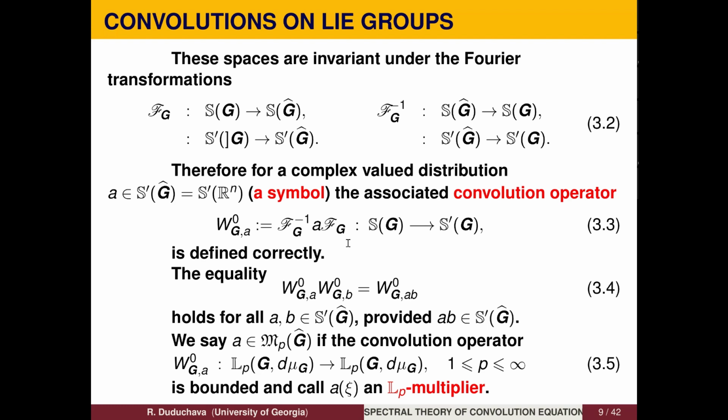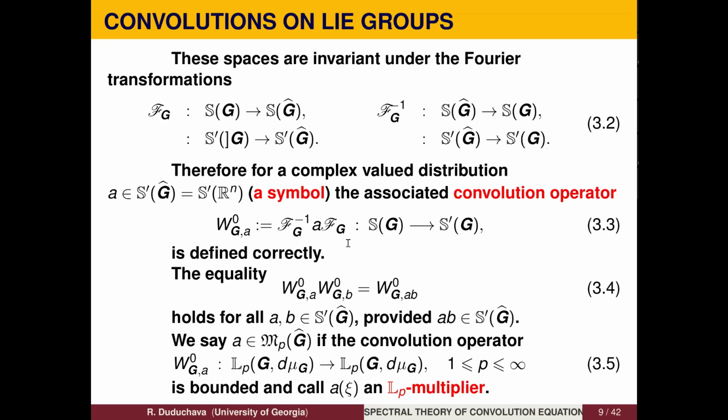This convolution operator has the property that the composition of two different convolution operators is again a convolution operator, but with one condition: that the product of symbols A, B should be in distributional space. It's not trivial, not always true. But if it holds, then we have this composition property. Okay. If it is a usual function, then it holds automatically.